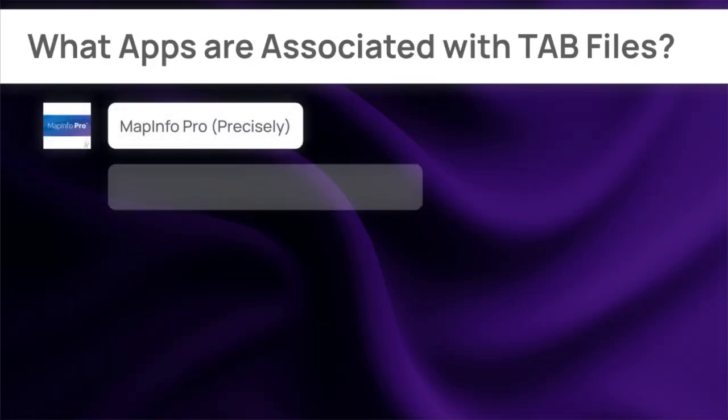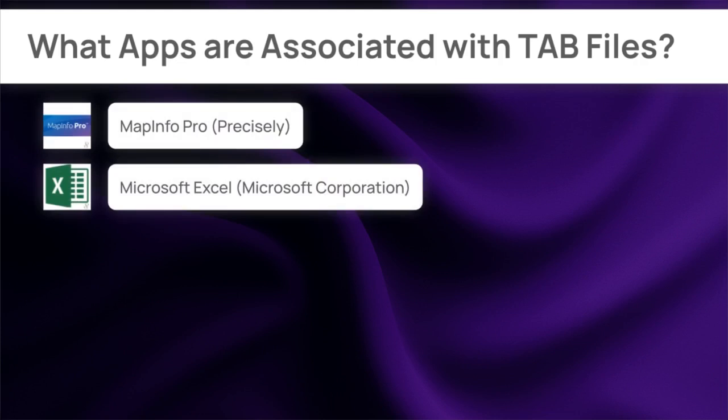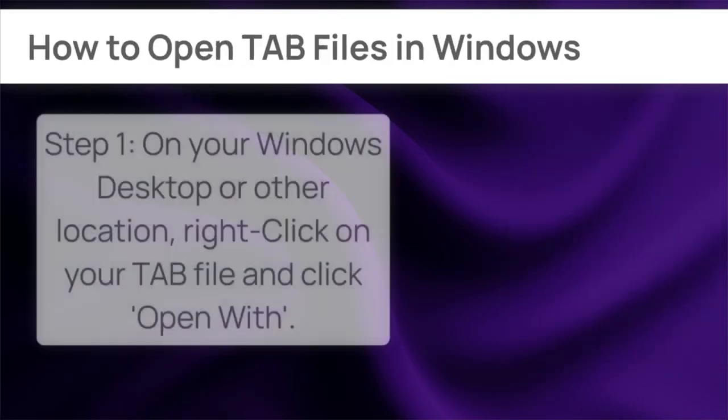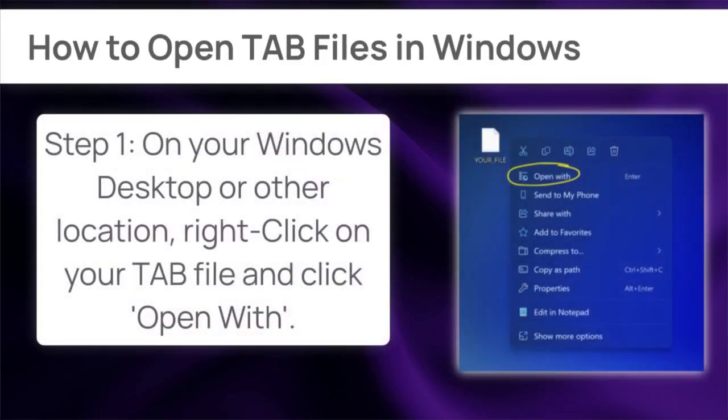The designated application for the TAB file is MapInfo Pro from Precisely. To ensure the integrity of the system files, a dedicated utility should be used instead of Windows default. Windows shows only basic file facts, so deeper investigation requires the correct program. The easiest solution is often finding the right app.